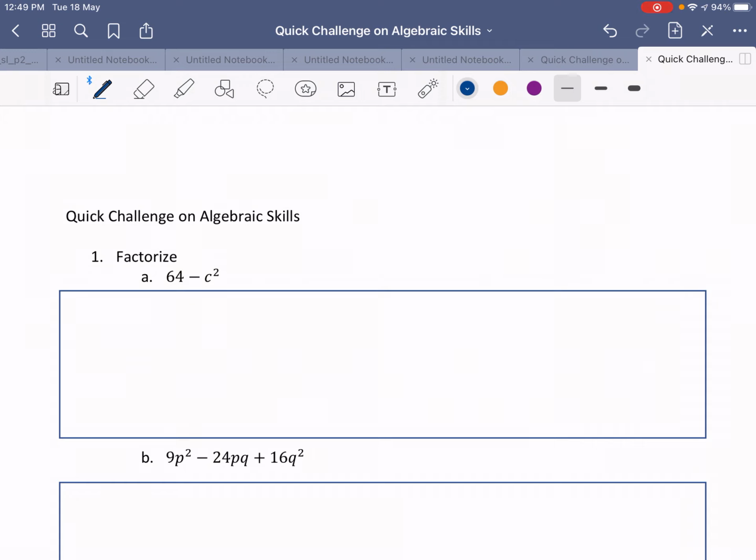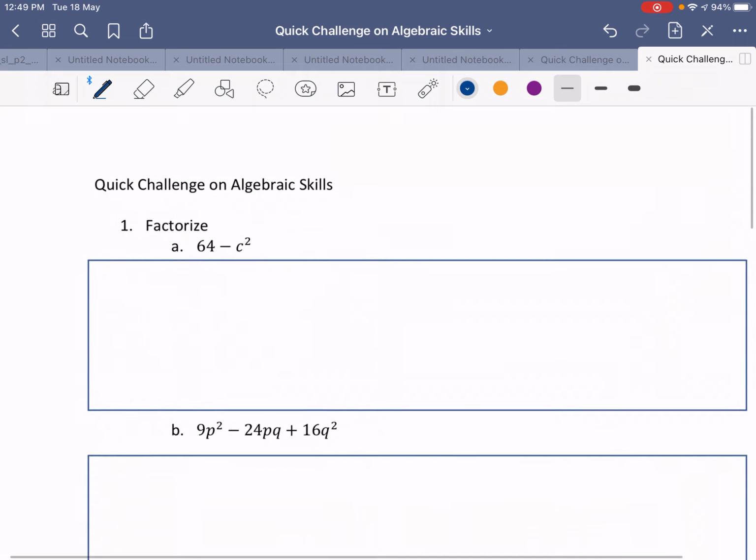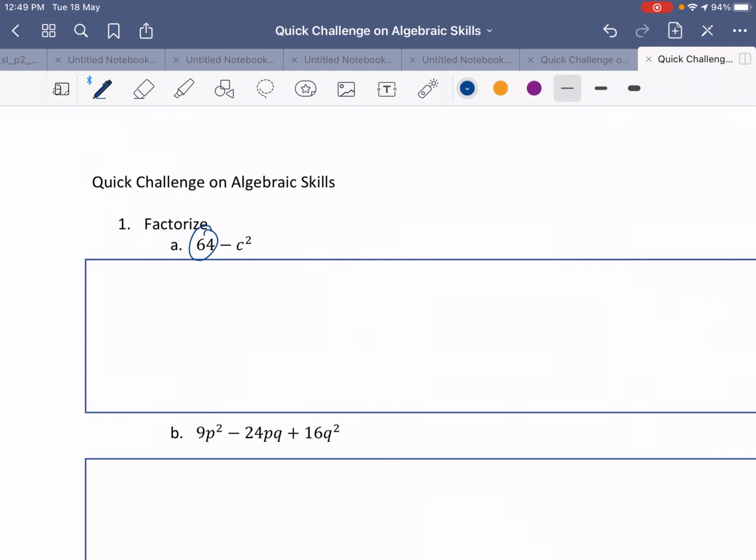We are going to work on algebraic fractions, a quick challenge on algebraic skills. Here we go, we get started. First of all, we have two things here. I'm seeing 64 and c squared. Then quickly in my mind, I will be thinking of a squared minus b squared, which equals a plus b and a minus b.